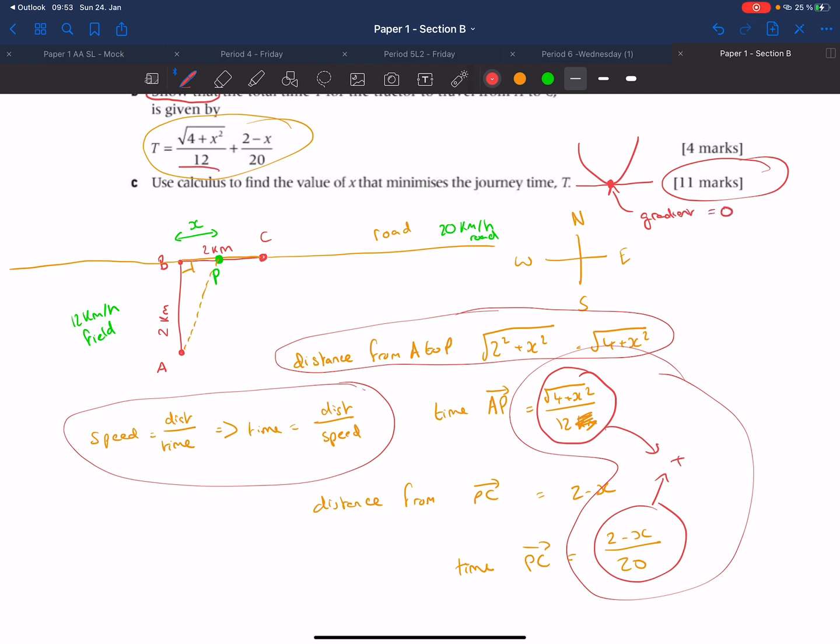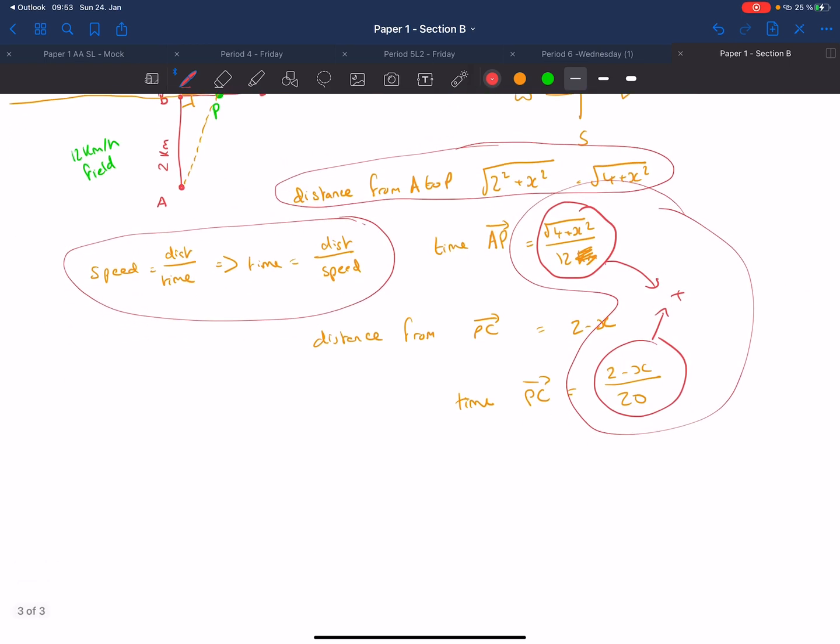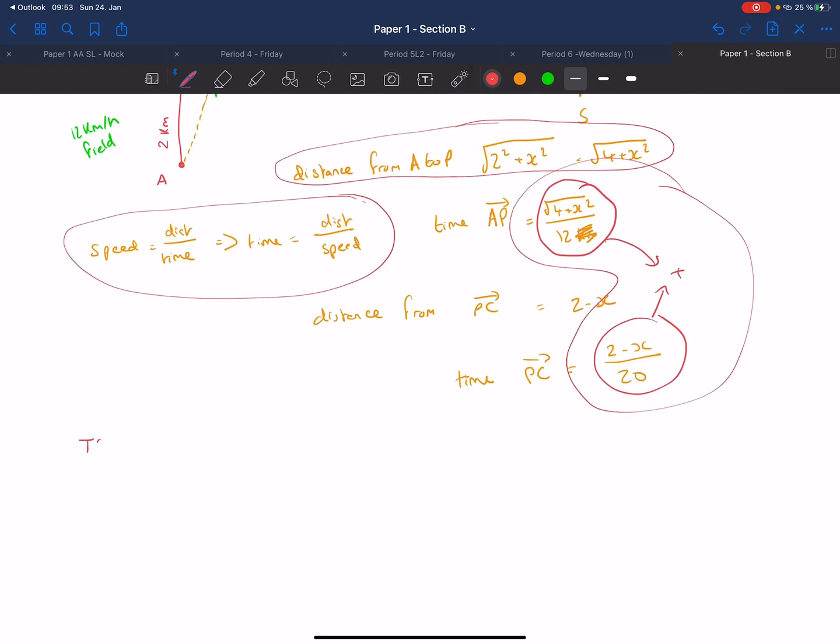And that's what it means when it says use calculus to find the value of x that minimises the journey time t. So the first thing I'm going to do now is differentiate my function for t to find the gradient function, and then I'm going to set it equal to 0. So let me find a bit of space down here. t of x is equal to the square root of 4 plus x squared over 12, not 20, plus 2 minus x over 20.